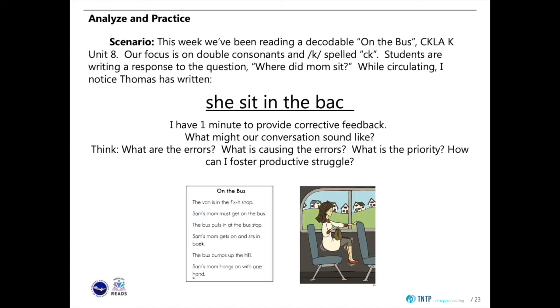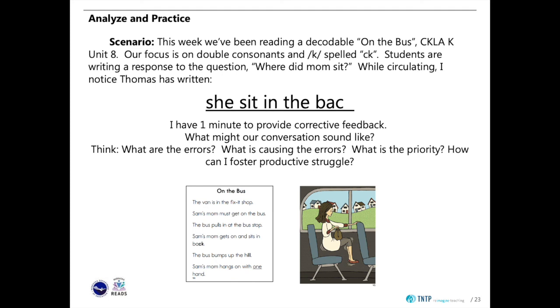All right, so now that we've talked so much about the importance of strong intervention and the importance of being able to give the right feedback at the right time, we're going to be able to practice a scenario. So the scenario is, this week we've been reading a decodable on the bus. We're using CKLA, this is a kindergarten classroom, and we're in Unit 8.